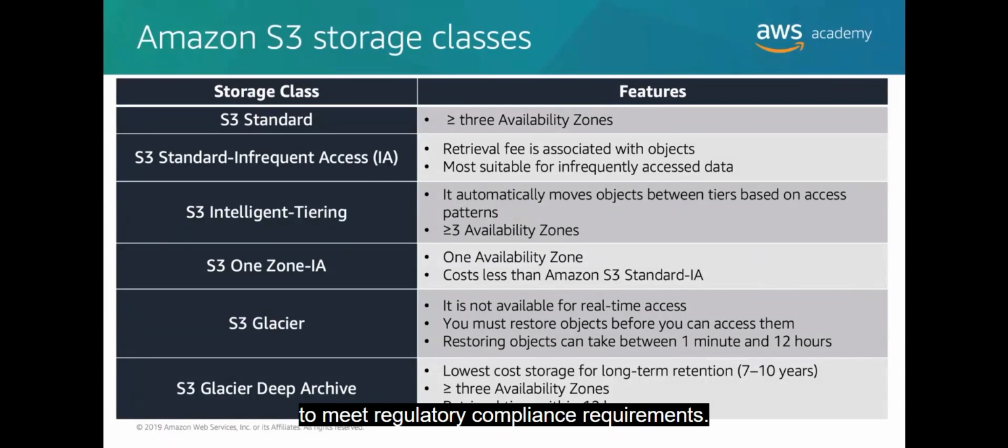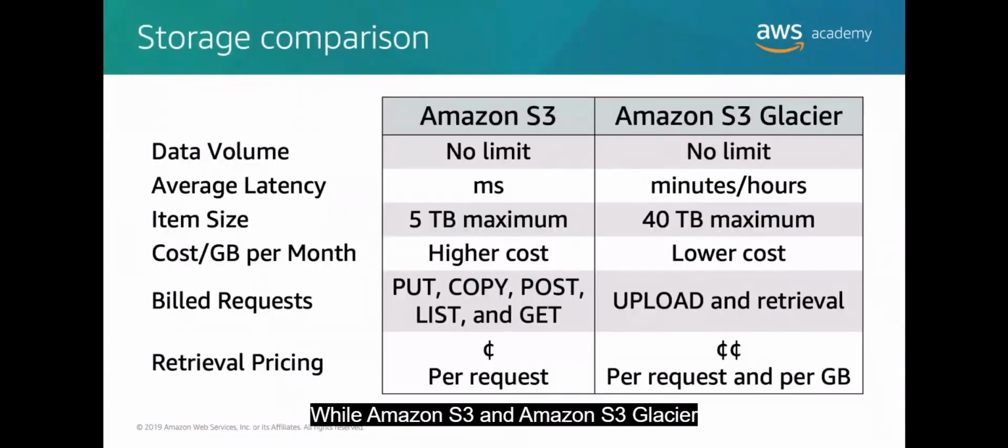While Amazon S3 and Amazon S3 Glacier are both object storage solutions that enable you to store virtually unlimited amounts of data, they have some critical differences between them. The chart outlines some of these differences. 1. Be careful when you decide which storage solution is correct for your needs. These two services serve very different storage needs.